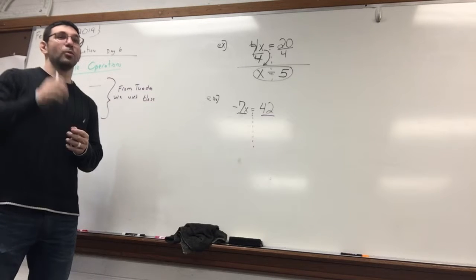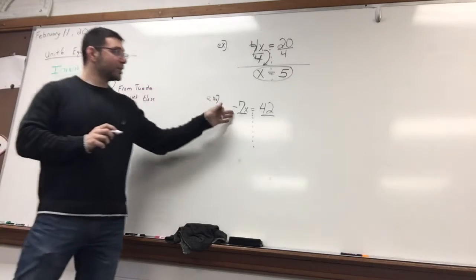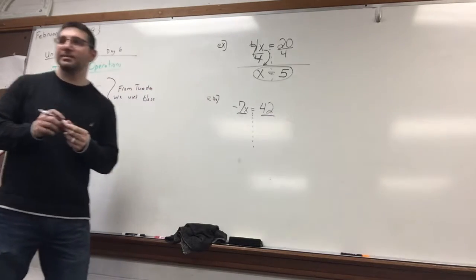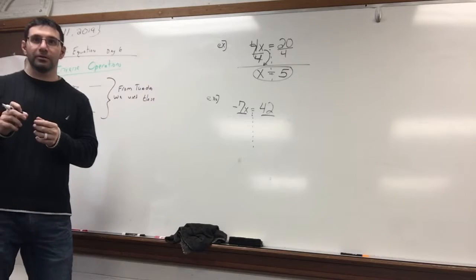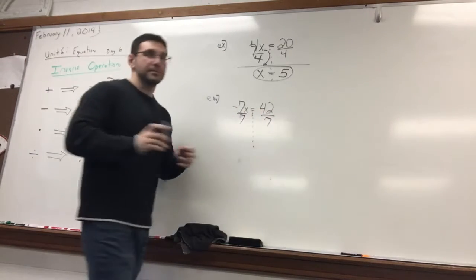Ryan? 1x. How many, Macy? 1x. So what do I need to divide negative 7x's by to get 1? 7. By 7. I'm glad you said that. So I'm going to put 7.